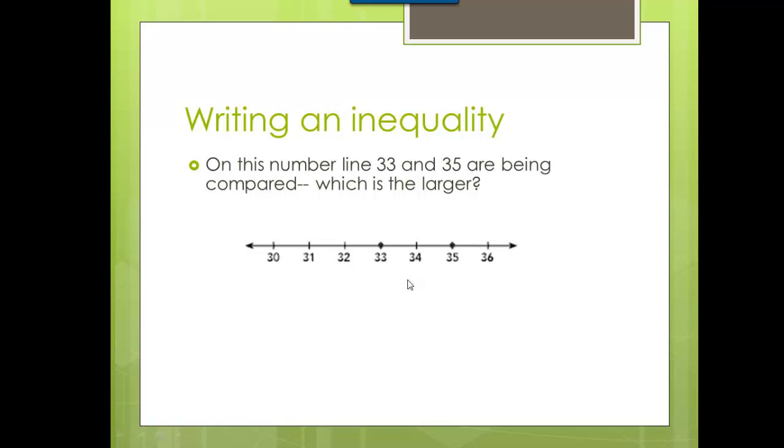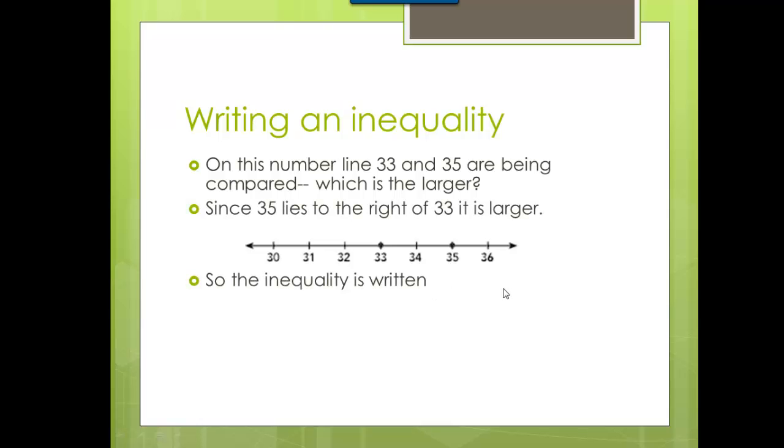Well, we can ask ourselves, does 35 lie to the right of 33 or to the left? Well, it lies to the right, and we know that numbers on the number line increase going to the right. So 35 is larger, and the inequality is written, 35 is greater than 33.